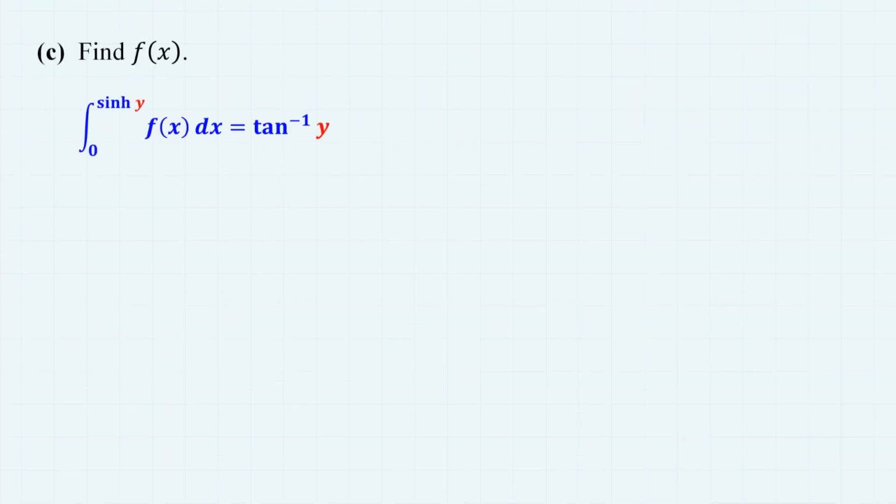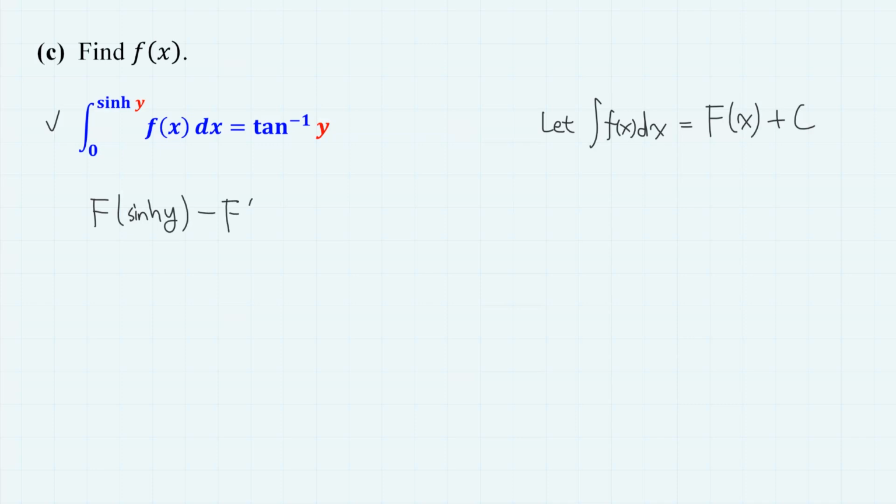And finally, finding the function f(x). First, let us introduce the antiderivative, the indefinite integral of f(x). Let one of the antiderivatives of f(x) be capital F of x. Then the left-hand side of this integral relation is capital F of hyperbolic sine y minus capital F of 0 by the fundamental theorem of calculus, and this equals inverse tangent of y.